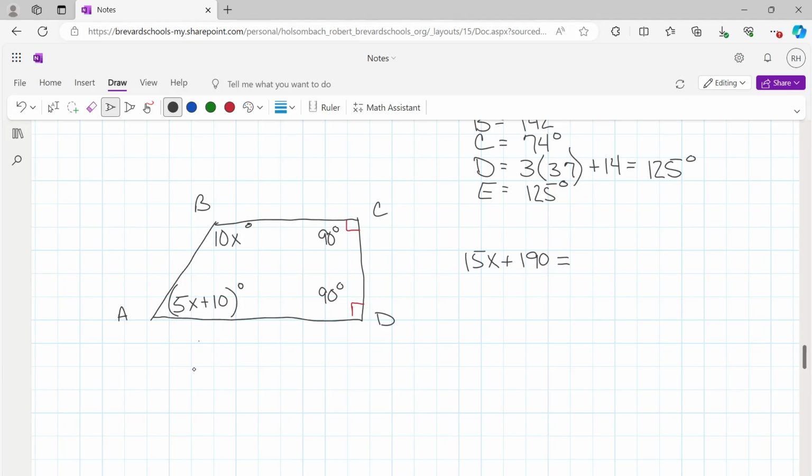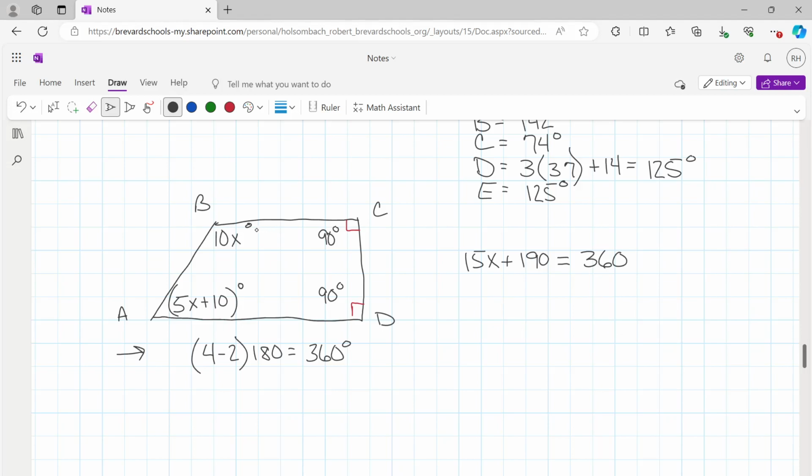now we've got to do our n, which is 4 sides minus 2 times 180. We have to find out what the sum of these interior angles should be. And we have to use this formula, n minus 2 times 180. So 4 minus 2 is 2 times 180 is 360. So in this case, the sum of our interior angles is 360. Okay? We subtract 190 from each side, divide by 15. That gives us our x.